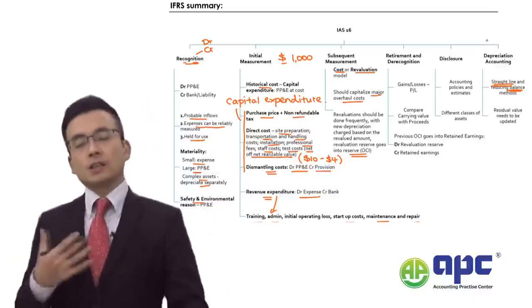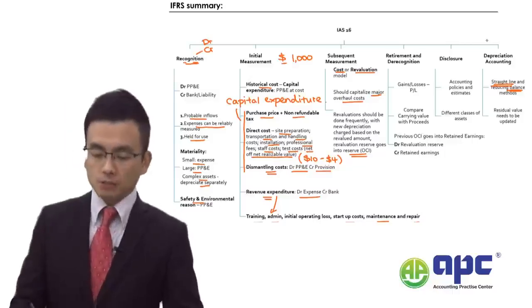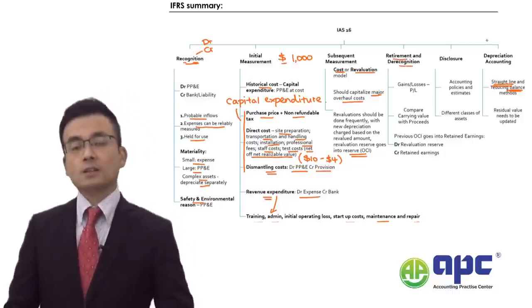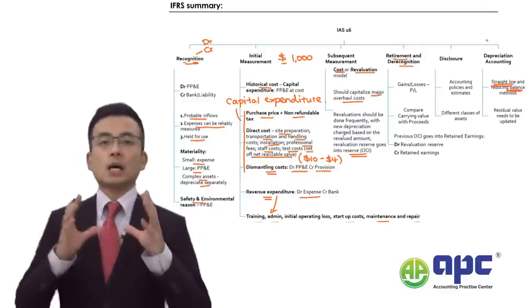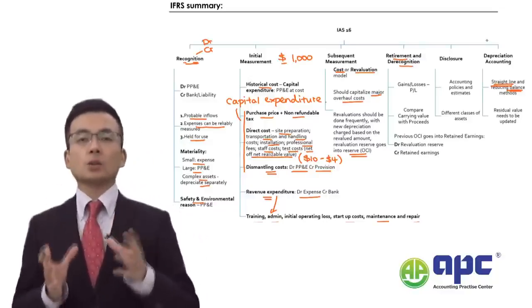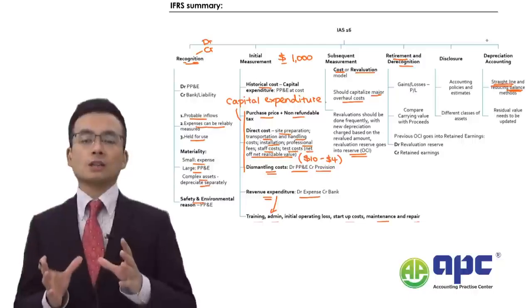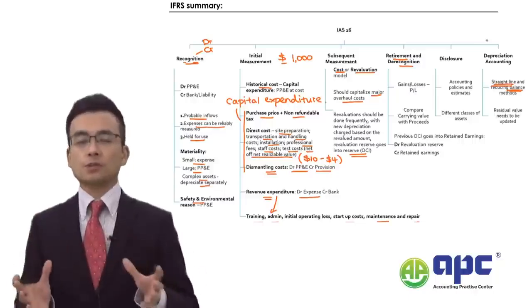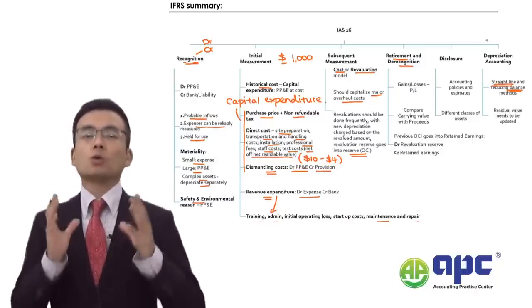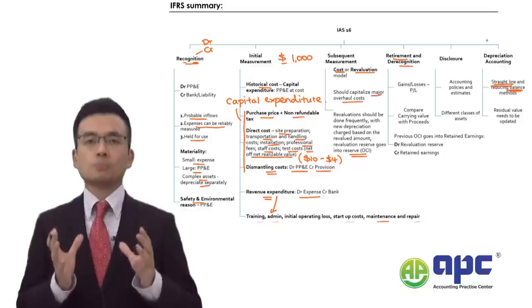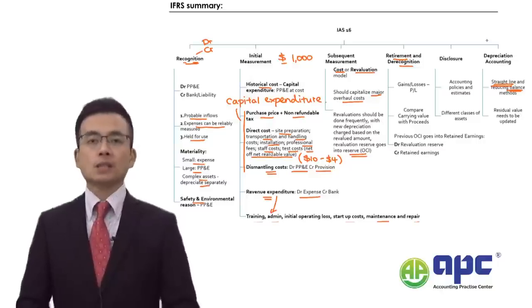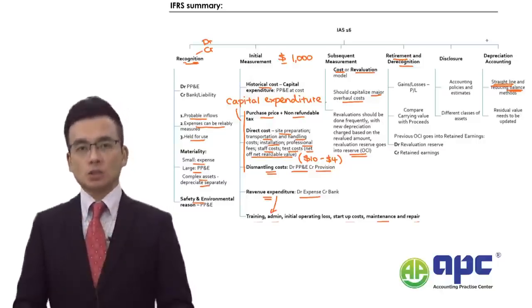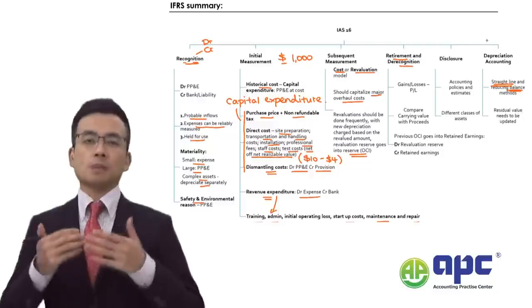Another area in IAS 16 is the retirement and derecognition. So retirement means we're going to temporarily put the asset into idle condition. We're not using that right now, for example, for a period of 6 months. But during that 6 months, we still need to depreciate it. So one of the examples I can give you for retirement in a practical situation is where the government may have a policy.